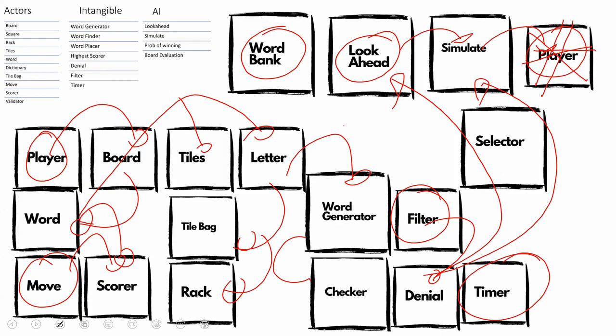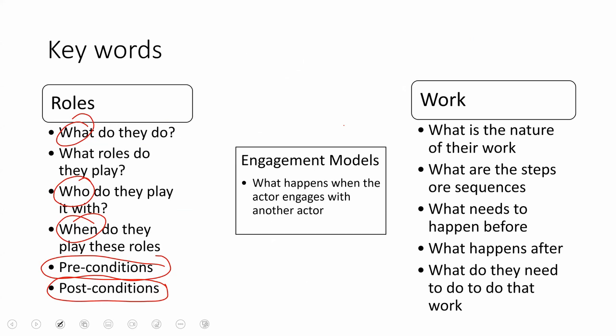So कोई precondition है? For the word placer to place a word on the board, what does he need? He needs the word, and he needs the state of the board, and he needs to have some kind of a look ahead outlook on कि अगर if I place this word what is going to happen. तो ये precondition हो गई.